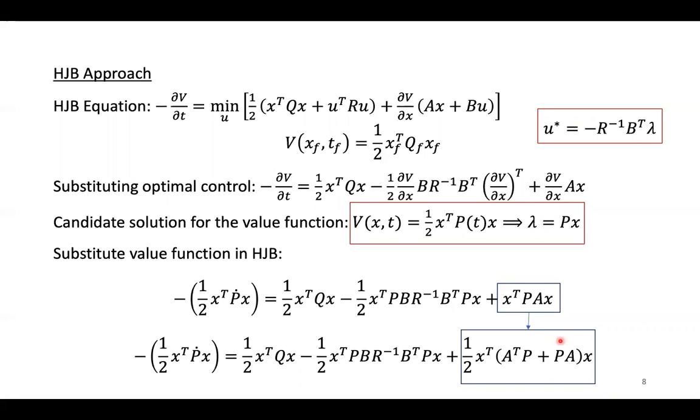And now I will play a little trick, which is notice that this x transpose PAX is a scalar, which means if I take a transpose of this, it's not going to change its value. So I can rewrite this term in this form, which is x transpose A transpose PX plus x transpose PAX, which means I took the transpose, I added it, and I just divided it with 2. This is the only trick I would play in this entire derivation, but I hope you guys are still with me.